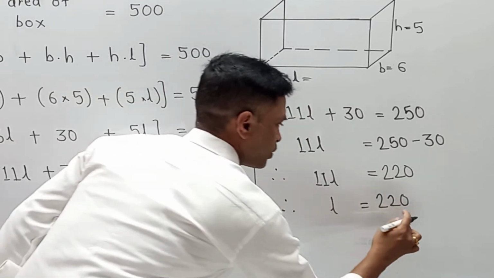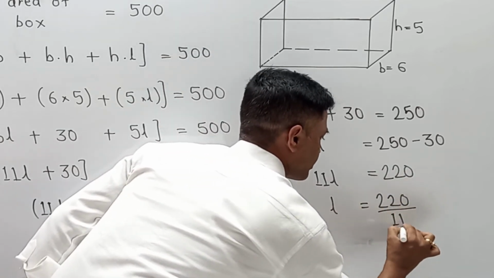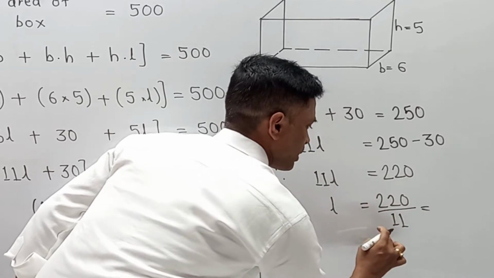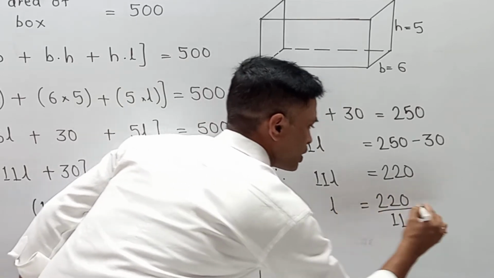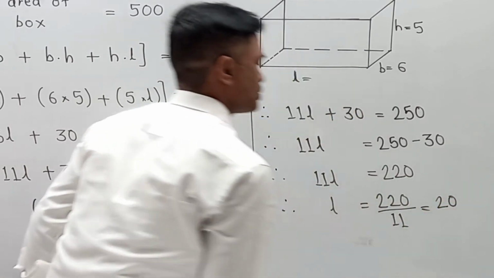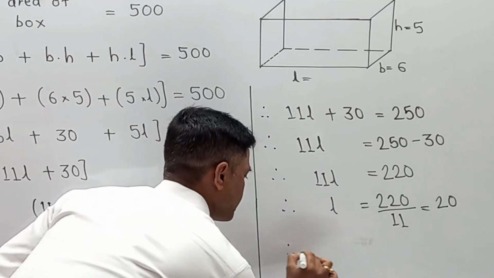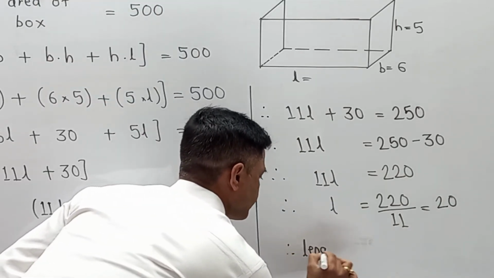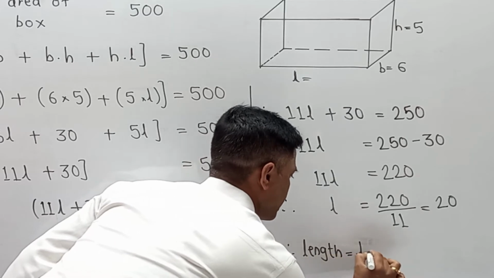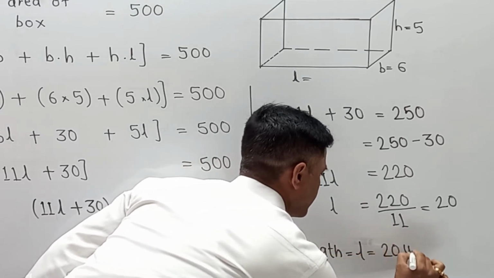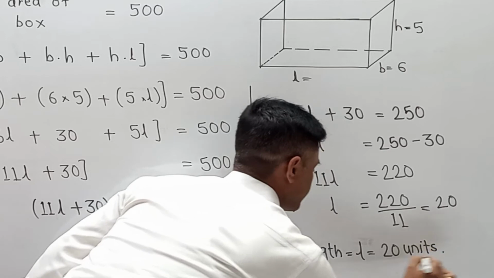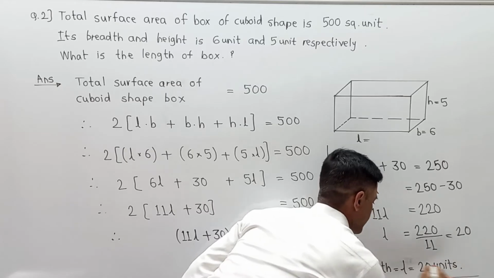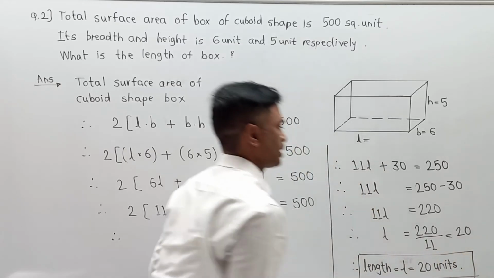This 11 is multiplied, so it goes to that side as divide by. And 220 divided by 11. 11 ones are 11, 11 twos are 22, and next is 0. Therefore, length L is equal to 20 units. And in this way, we can complete the respective numerical.